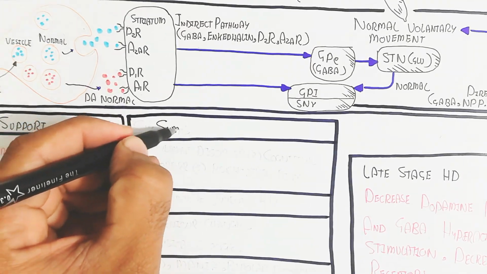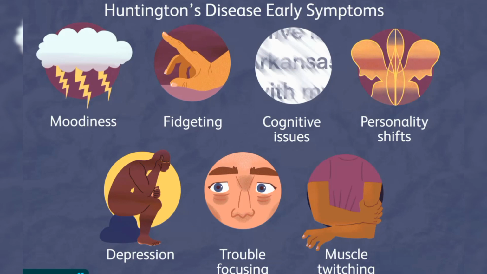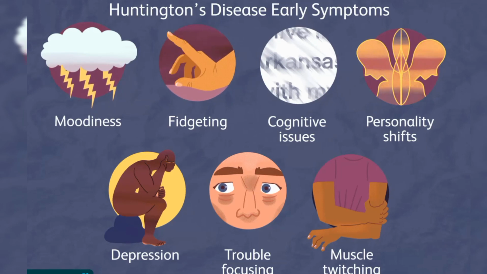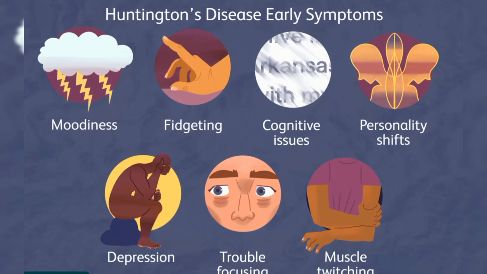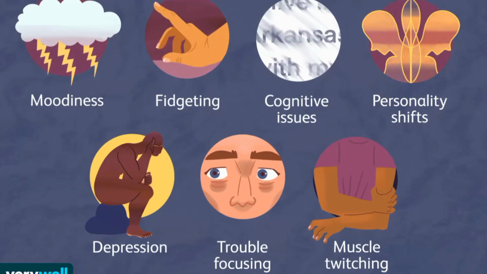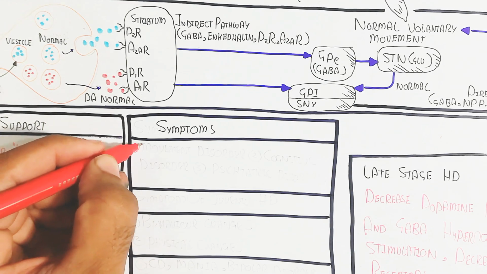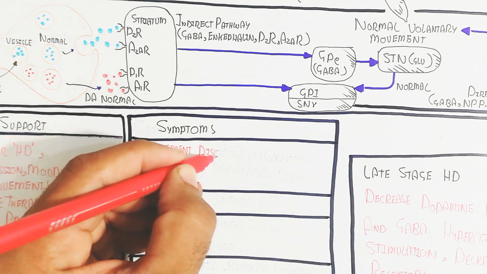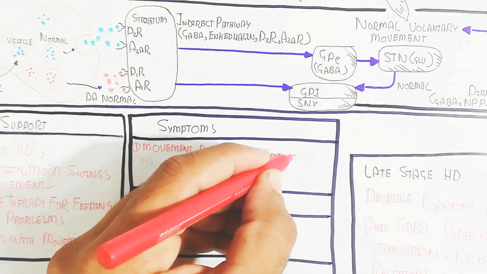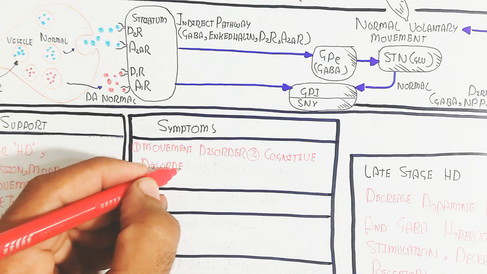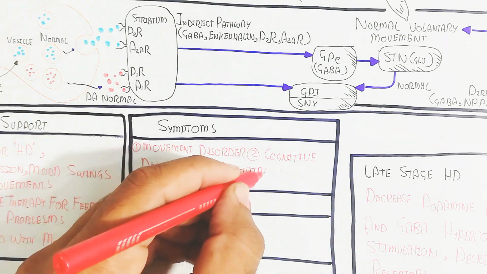So let's begin to understand the symptoms. So here are the early symptoms of Huntington's disease. Early symptoms are moodiness, fighting, cognitive issues, personality shift, depression, trouble focusing, and muscle twitching. You need to understand this is the initial symptom, and generally a movement disorder.